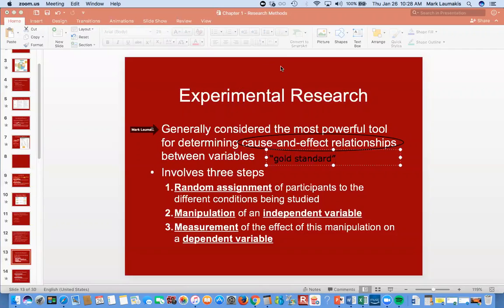Generally speaking, experiments involve 3 steps. Randomly assigning people to different conditions, manipulating an independent variable, and then measuring the effect of that manipulation on a dependent variable. There are occasions, not always, but sometimes in research, where there's actually a step 0, where instead of random assignment, what we're doing is random sampling into our study. Not always, but sometimes we see folks doing random sampling.